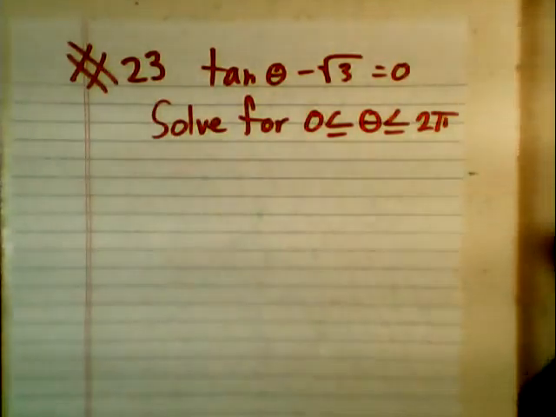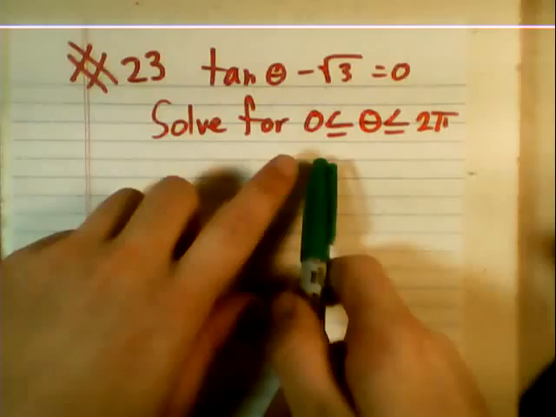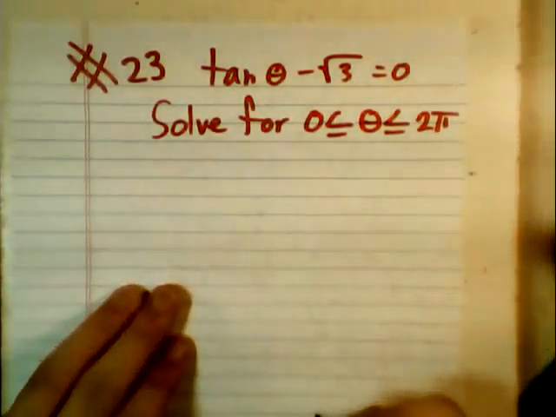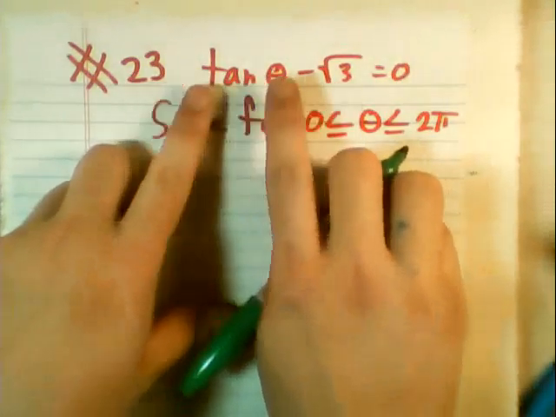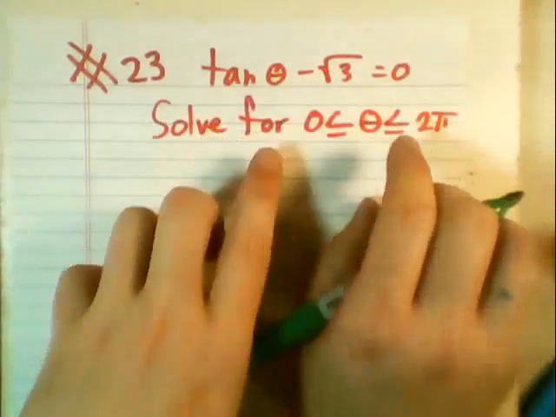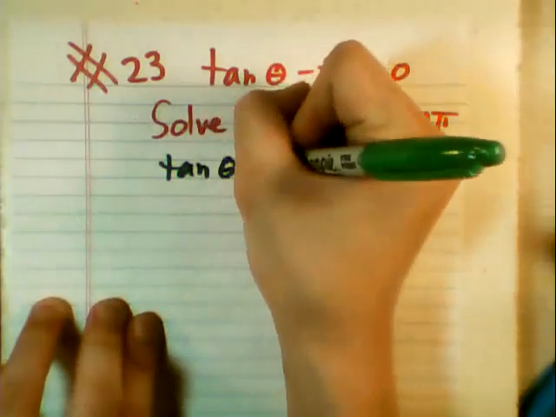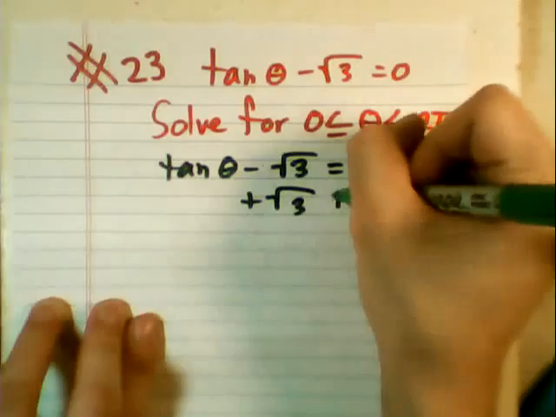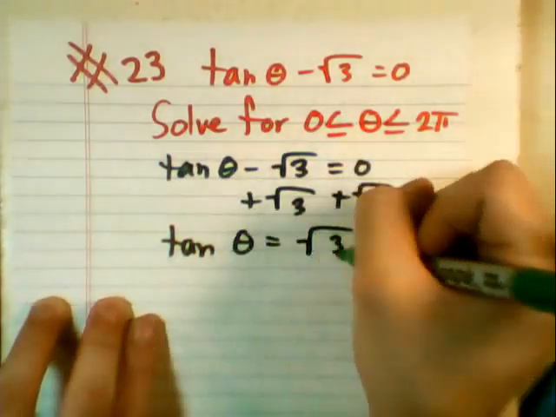On 23, it asks you to solve a given equation for the interval 0 is less than or equal to theta, which is less than or equal to 2 pi. So, first, let's go ahead and get this into tangent, or whatever trigonometric function equals some value, by adding this to the other side. So, plus the square root of 3. So we get tangent theta equals the square root of 3.